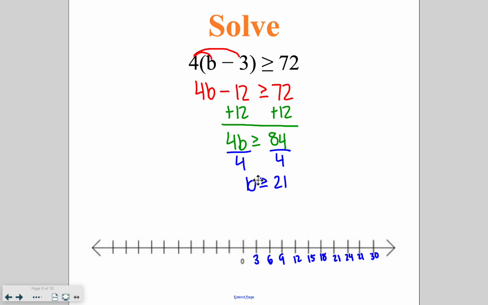So I've got a closed dot. We fill that in because it's got the equal to part. Then it says I want b is greater than or equal to 21. So I want all of the numbers that are bigger than 21. That is to the right of my dot. So anything to the right satisfies this inequality.